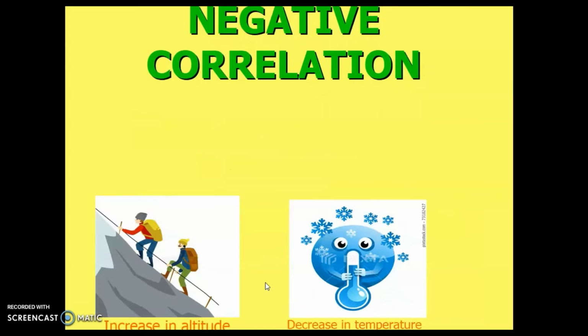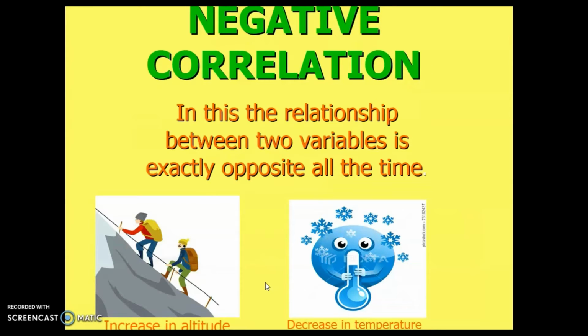Moving further, we'll talk about negative correlation. In this, the relationship between two variables is exactly opposite all the time. Or we can say that a negative correlation shows a relationship between two variables where one variable increases, the other decreases, and vice versa. So let's understand this by an example again. There is an increase in altitude which results in decrease in temperature. So if people climb a higher mountain, obviously the temperature will decrease and they will feel cold. So this is a negative correlation example.